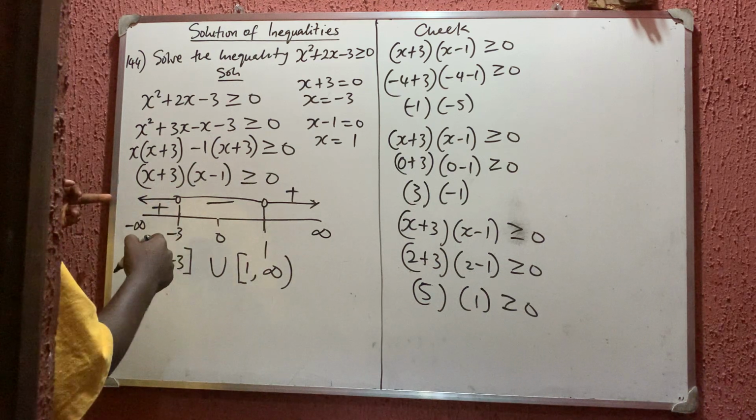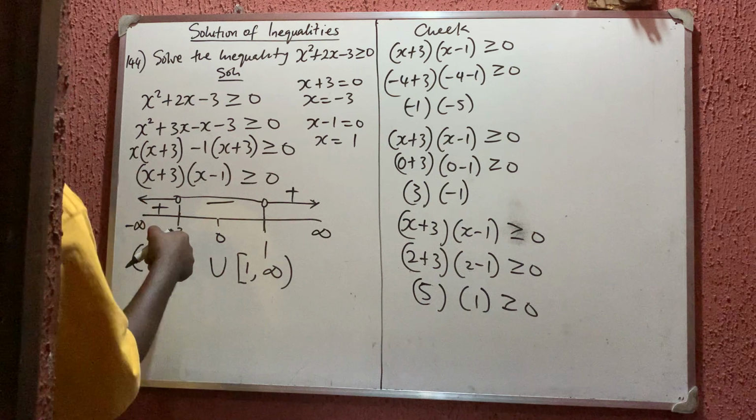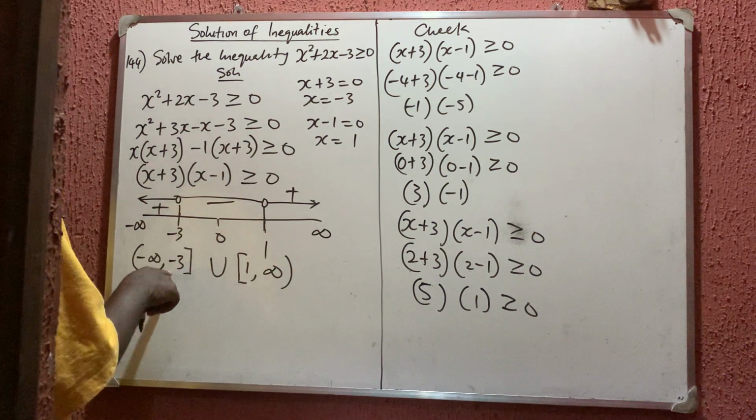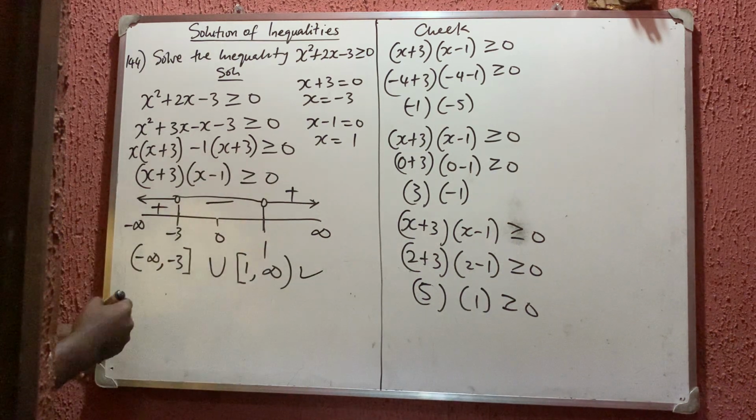Here, you started from this and you are moving like this. That's why the minus 3 is here, moving like this. You get it now. So I'm using this closed because of this equality. So this is the answer to this question.